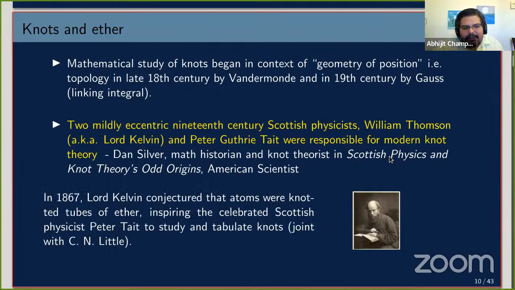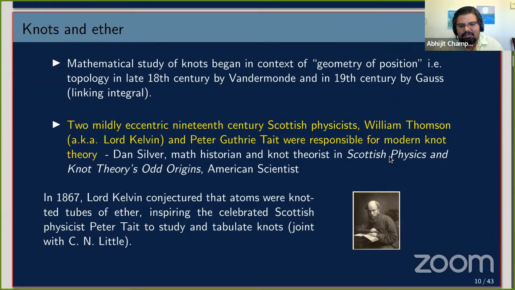So how so? In 1867, Lord Kelvin conjectured that atoms were knotted tubes of ether. And so in order to create a periodic table, his friend, the Scottish physicist Peter Tait, started to study and tabulate knots. And that's a picture of Tait. He had been tabulating knots for a long time, so he may look a little frustrated here.